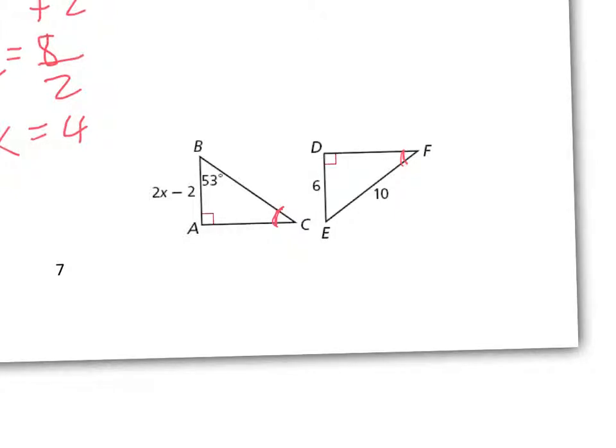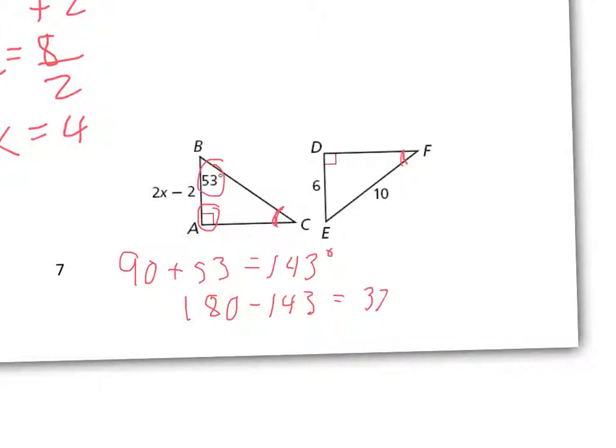And since we know that ABC has two of our angles already solved for, we can go ahead and find angle C. Well, since you know that you have a 90-degree angle and a 53-degree angle, that would give us 143 degrees. And if we go ahead and subtract that from 180, that would give us 37 degrees. And since we know that these are congruent triangles, C is congruent to F, so we know that F would also equal 37 degrees.